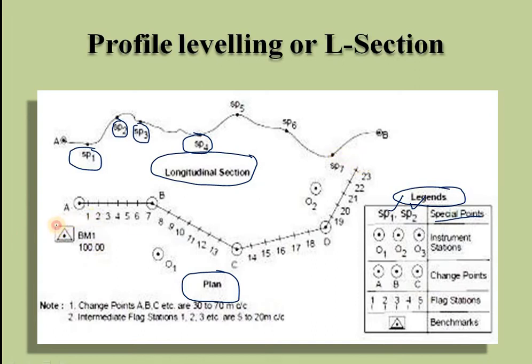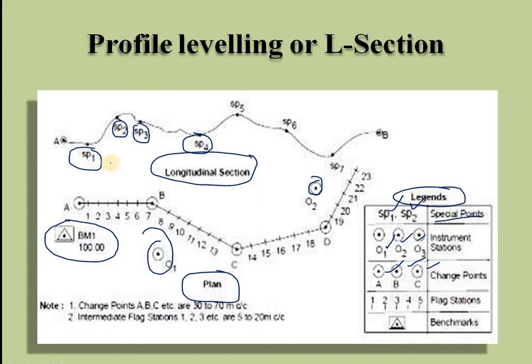So we can see here the benchmark is known as 100.00, and O1, O2, O3 are known as instrument stations. This is instrument station O2 and this is instrument station O1, and A, B, C are known as change points.